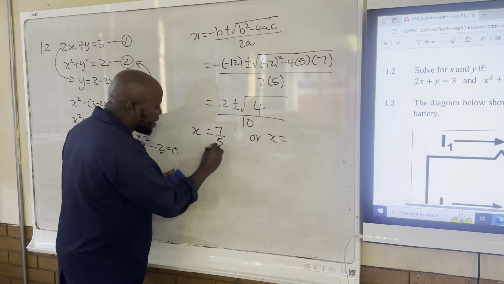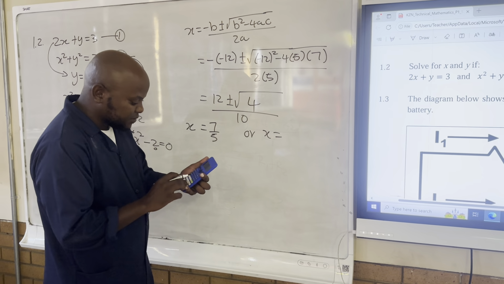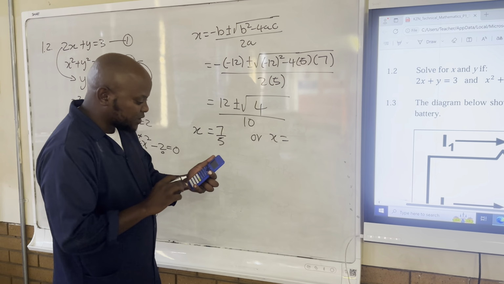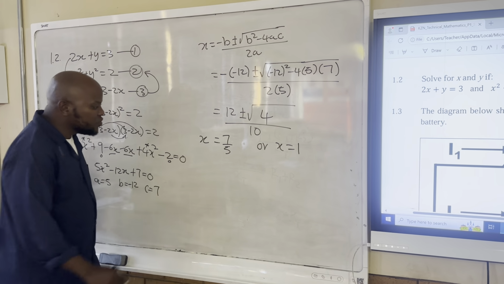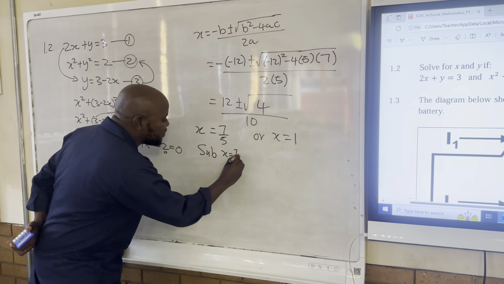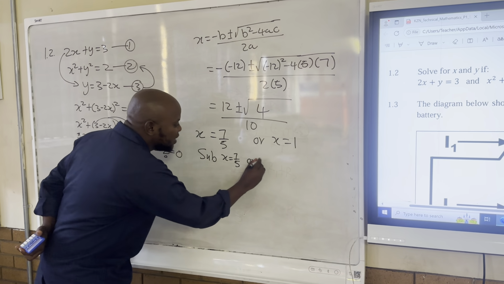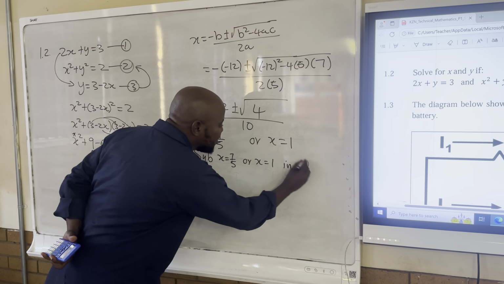Now we do the minus part. Which is going to have minus, and x is equal to 1. So what do we do now? We substitute x is equal to 7 divided by 5, or x is equal to 1, in equation number 3.